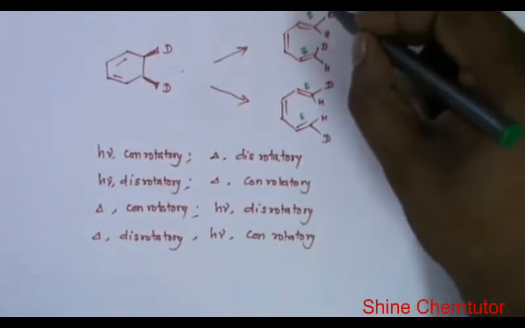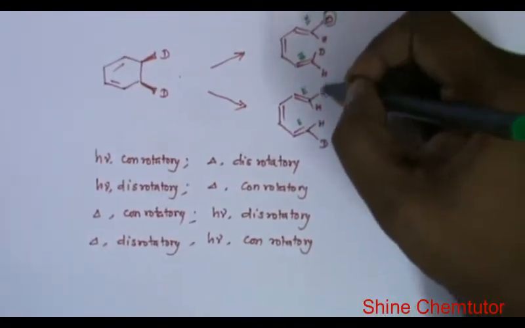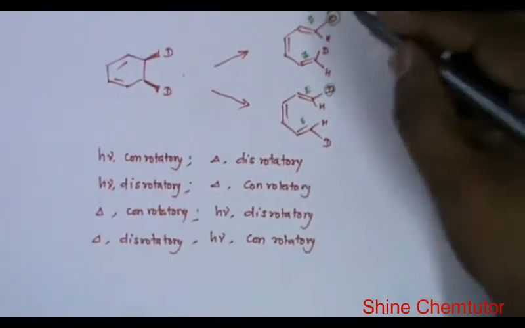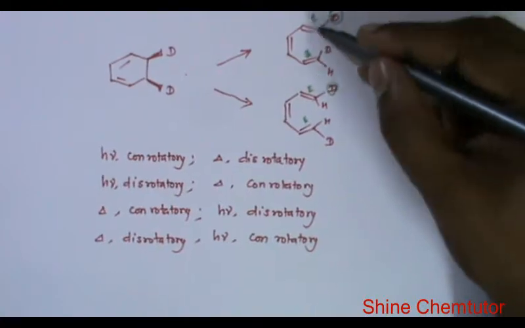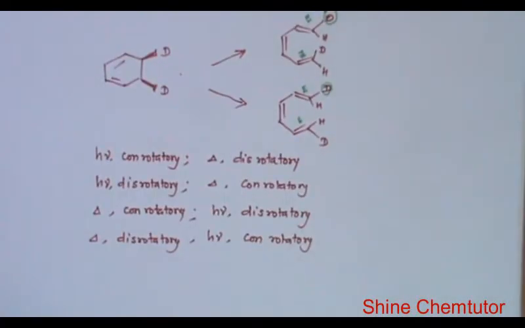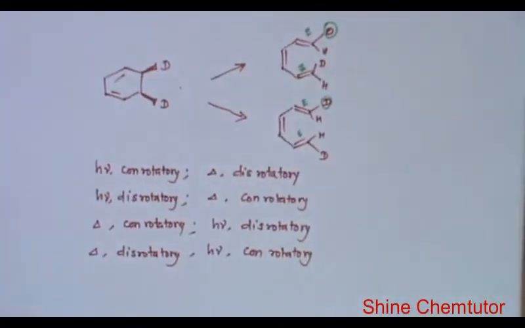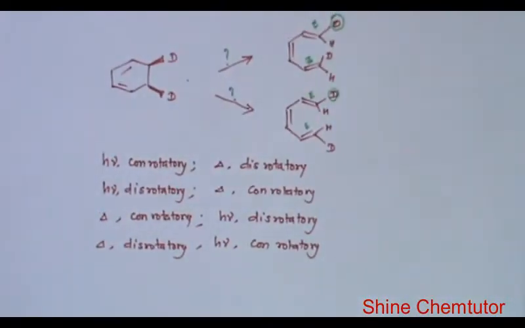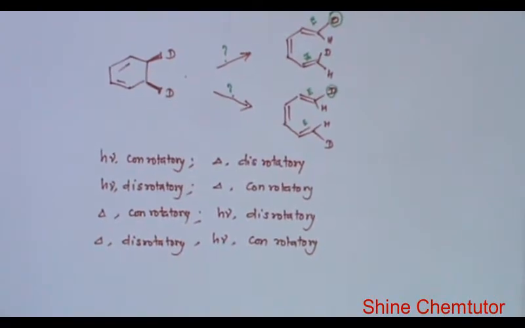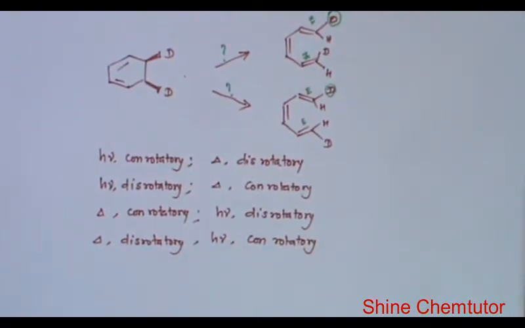It is based on this deuterium. You have to give higher priority to deuterium. So for configuration, this will be E and this will be Z. But in this case, both will be E. Now, what is the condition here? Under what condition will you get this? Whether it is con-rotatory or disrotatory, that is the first one. And under what condition it will undergo con-rotation, under what condition it will undergo disrotation.